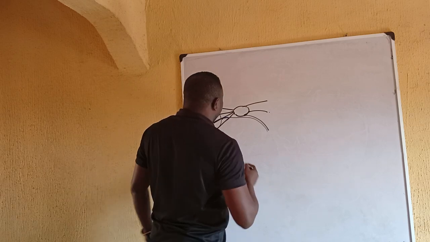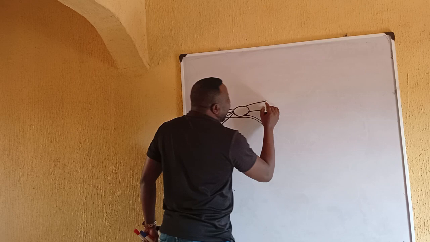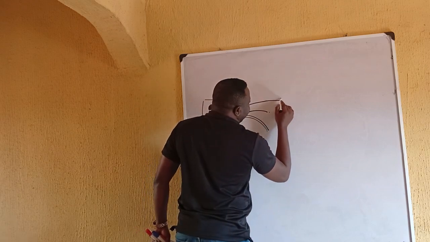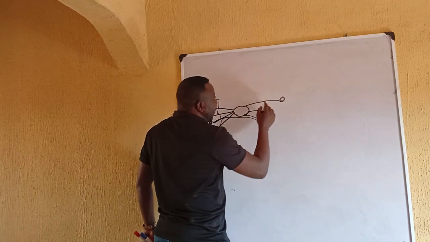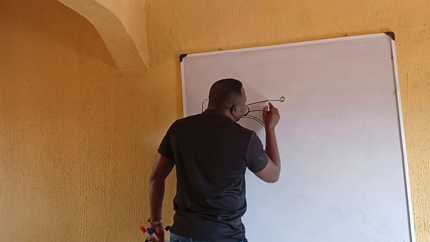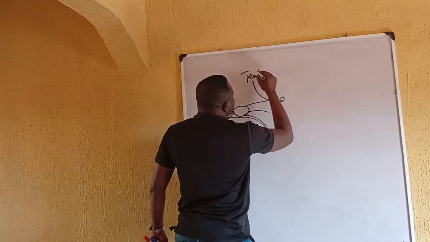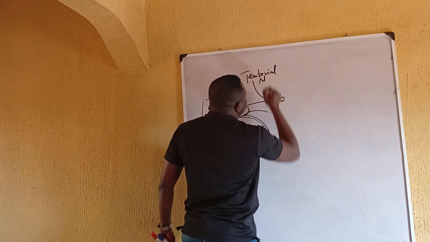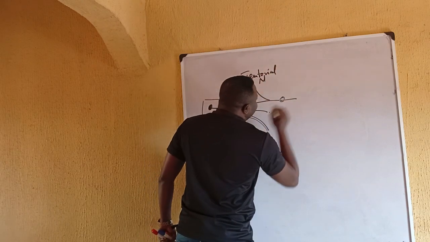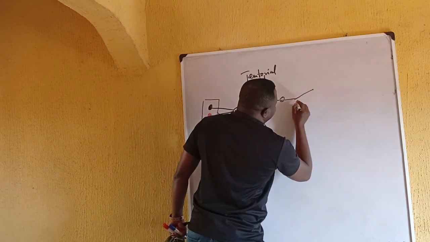Now, like I said earlier on, the ophthalmic division passes through an opening called the superior orbital fissure, and then enters the orbital cavity. But before it passes through this fissure, it gives rise to a nerve that is called the tentorial nerve. Now, when it enters the orbital cavity, it divides into three branches.